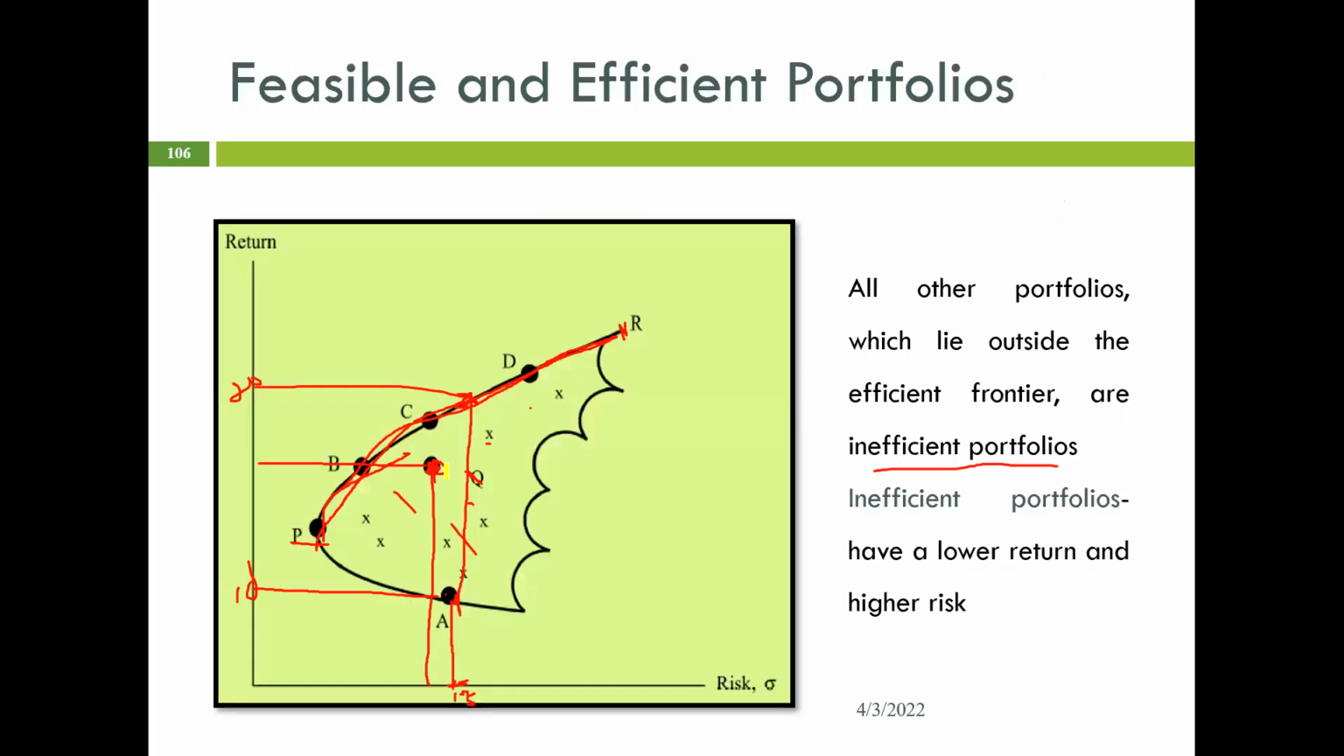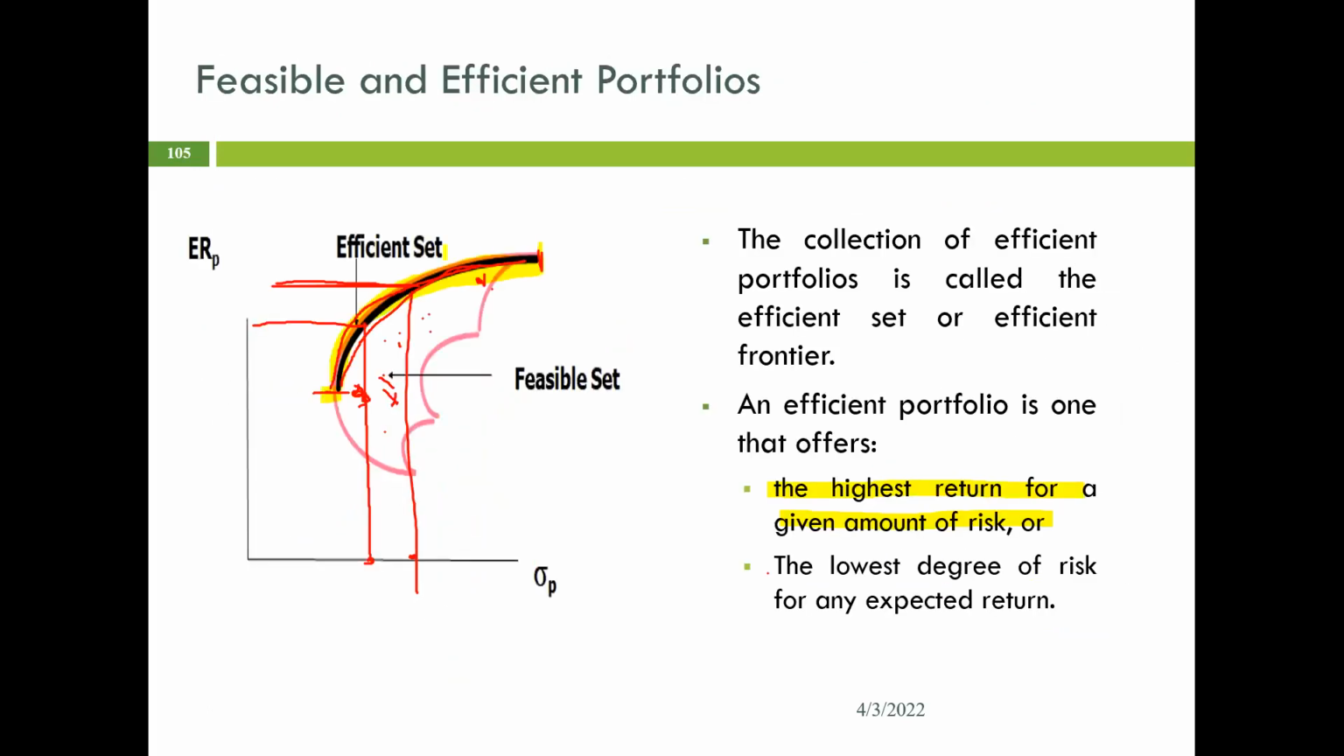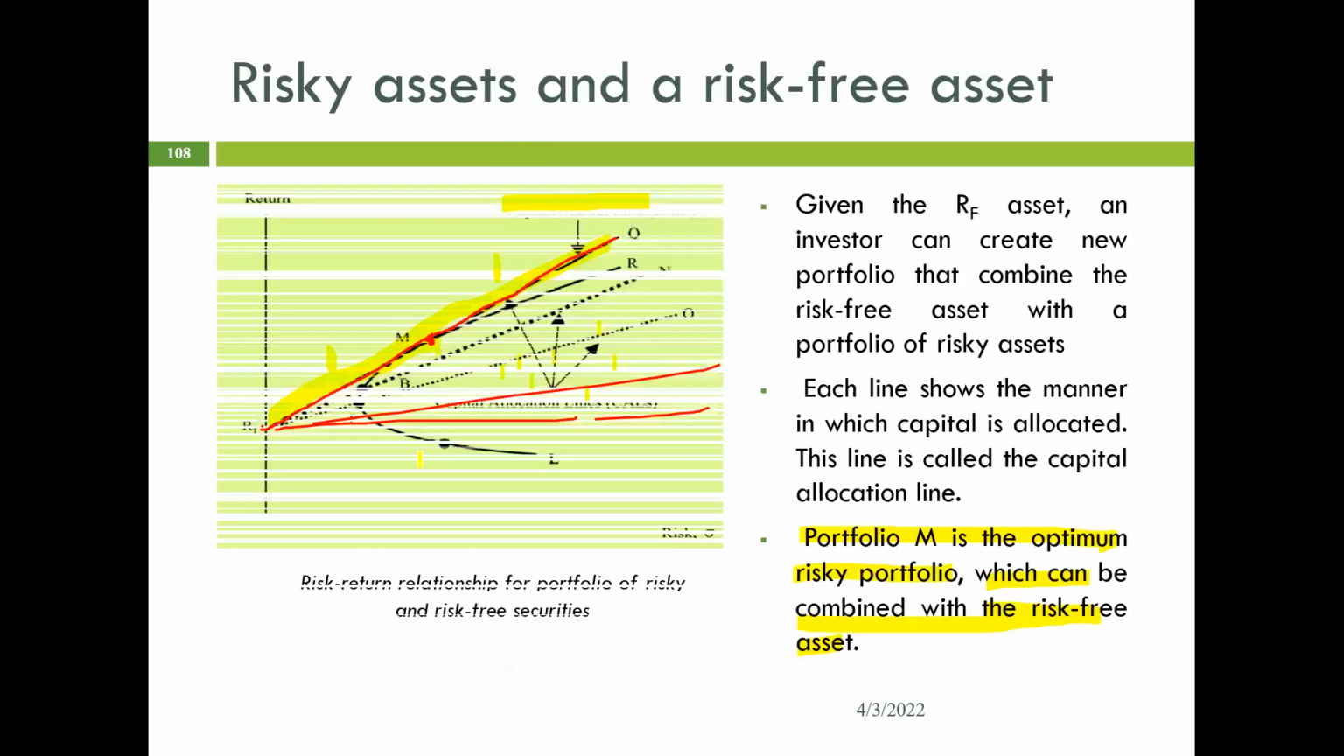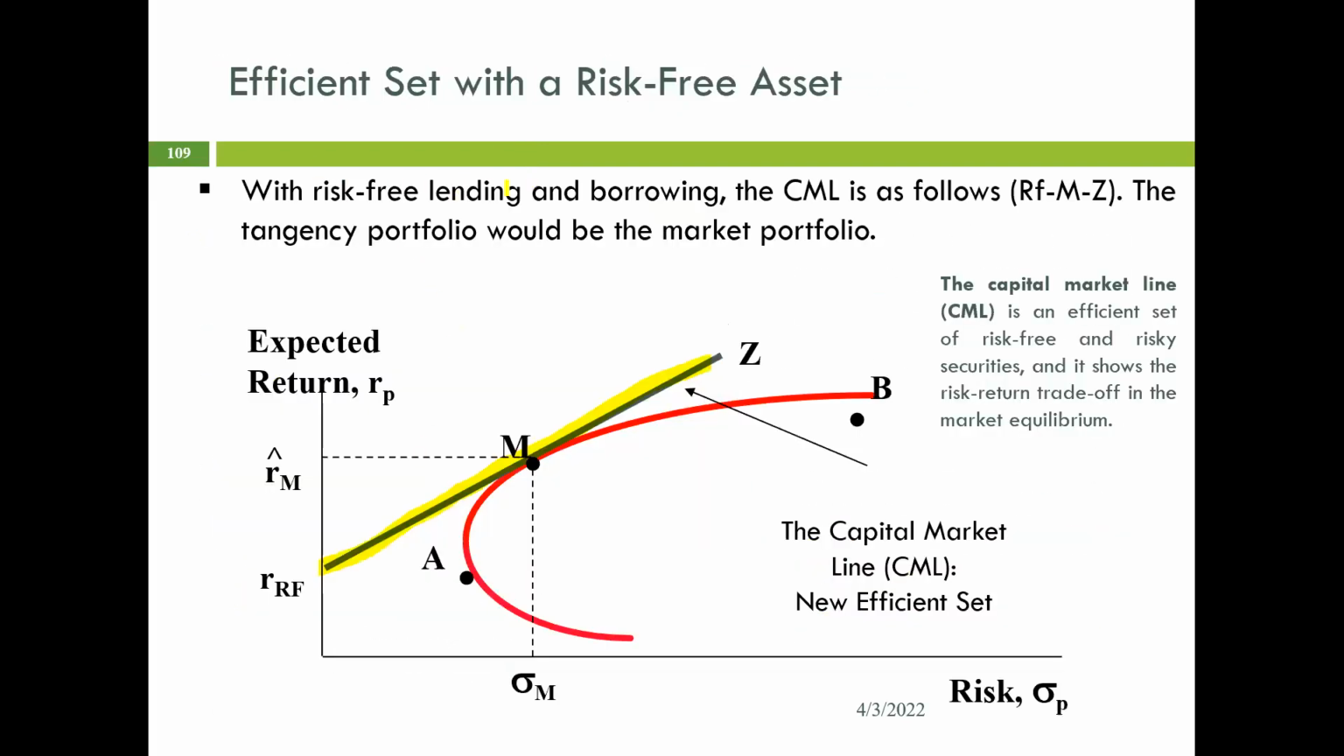Without the risk-free asset, this is the capital market line, the efficient set. But with risk-free lending and borrowing, the capital market line now goes like this. The risk-free rate of return comes here. Right? I think you can understand. So with risk-free lending and borrowing, the capital market line is as follows: RF M to Z.